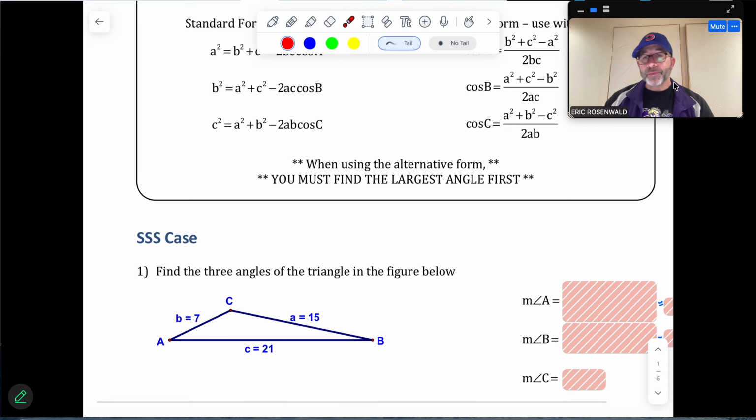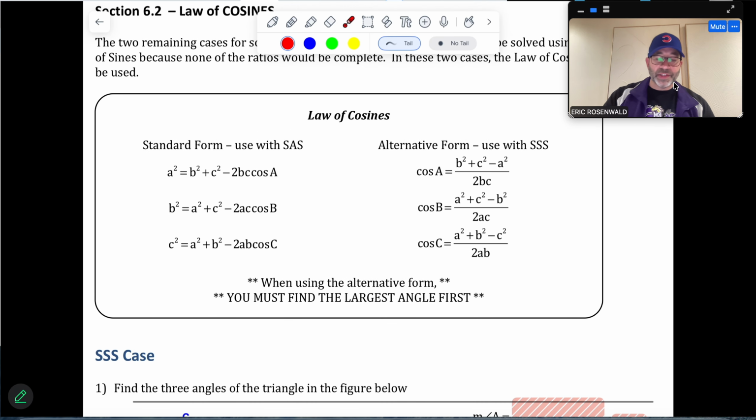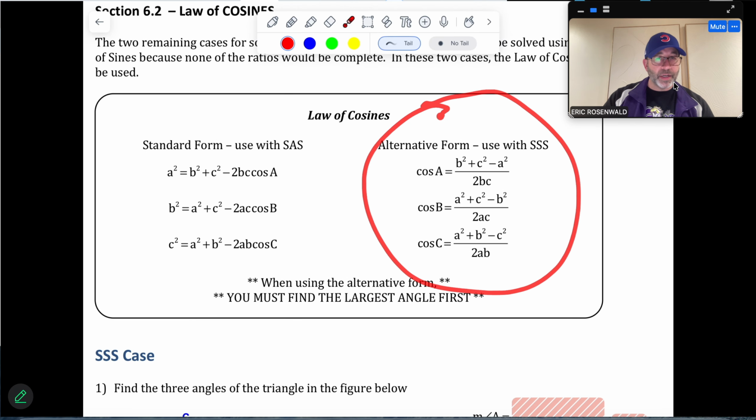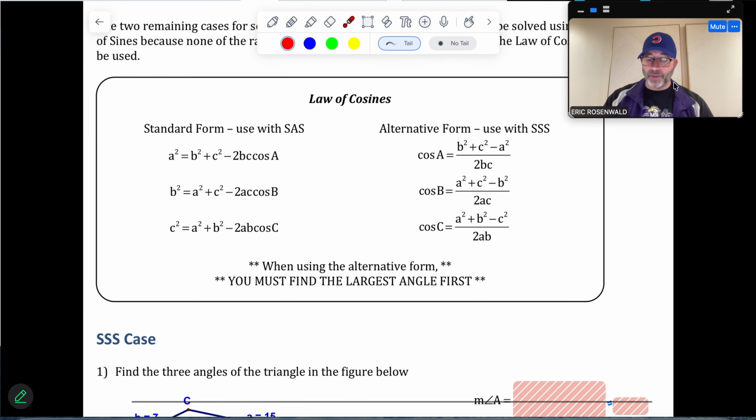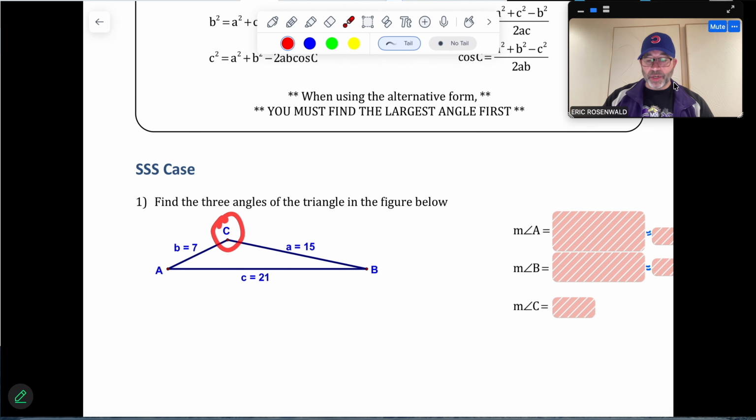Let's just jump in. So for the side, side, side case, you're given right away all three sides. Immediately you should be thinking, oh, side, side, side. I'm going to go ahead and use this form right here. Well, if that's the case, then remember we have to be using the largest angle first. So that means we're going to look at this right here. We're going to be finding angle C first.